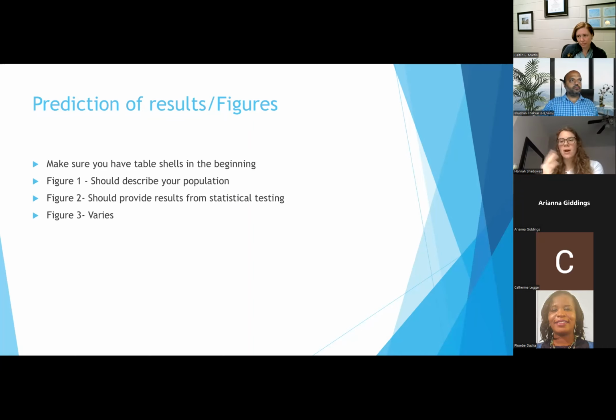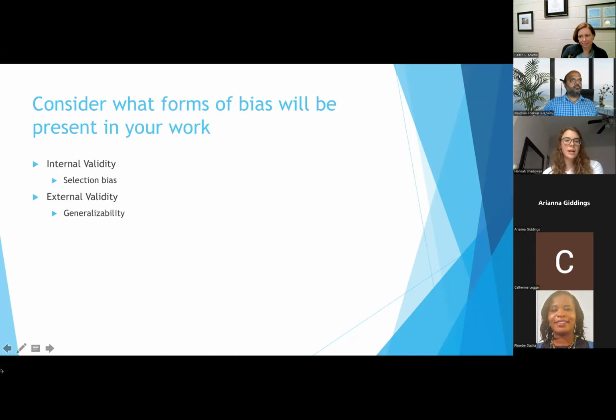So that's what I think about as far as my figures. The last thing is to consider forms of bias. I was talking about earlier, internal validity versus external validity. Internal validity is essentially, how good is your study? Can we believe it? Why wouldn't we believe it?